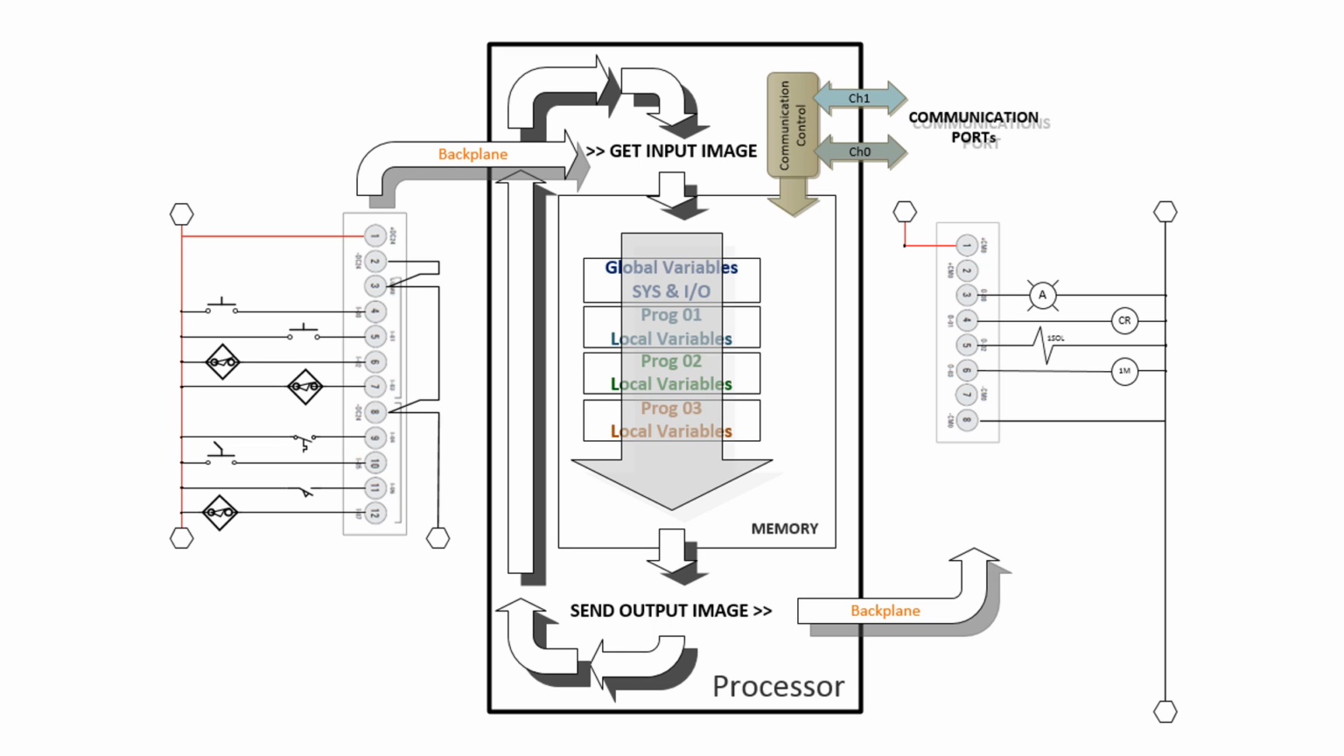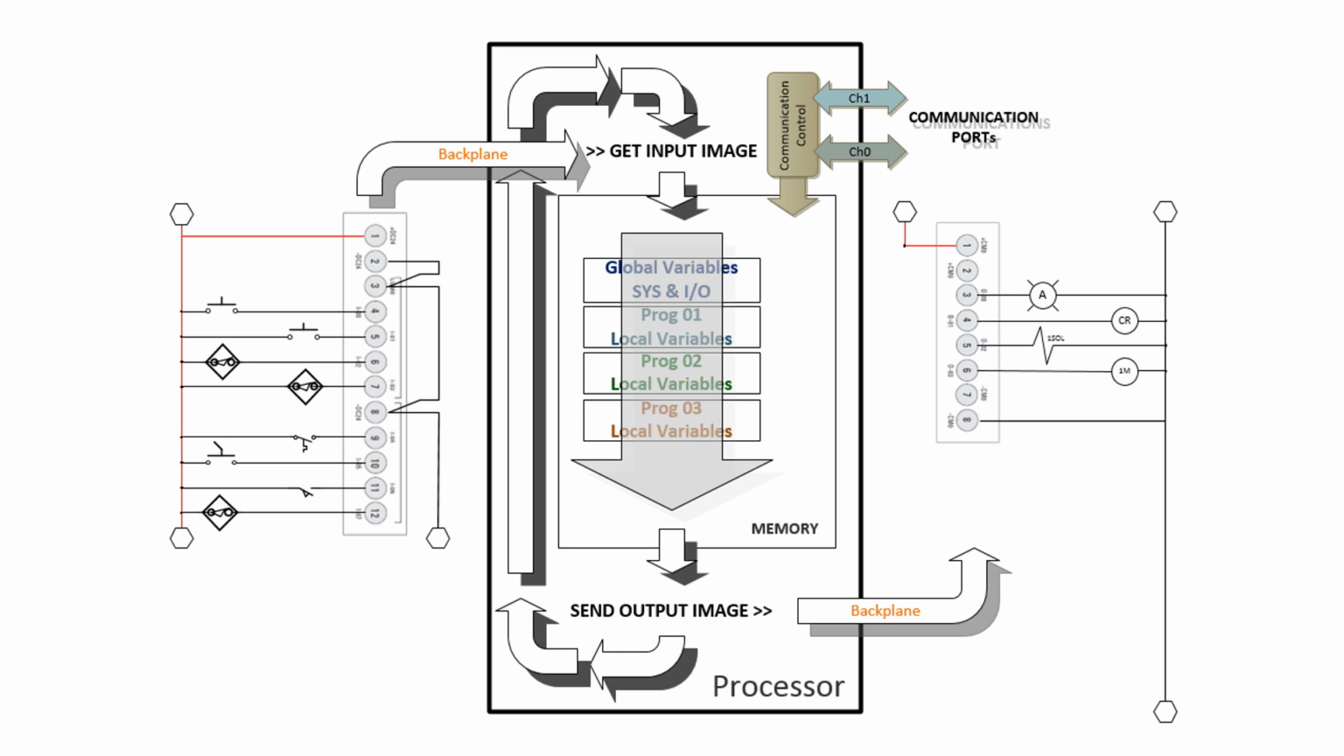So your variables are pointers that point to an actual memory location. We have the same thing here though. Across the backplane, we collect up the input image and store it in the global variables. Then we execute the program, changing the state of both global variables, if they're outputs, and local variables. Each program can read any of the global variables and only the local variables of its own program.